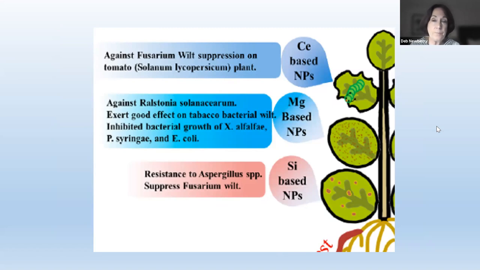Again, nanoparticles, magnesium-based, silicon-based nanoparticles that will inhibit bacterial growth or inhibit some of the wilt, the fusarium wilt that can wipe out entire fields of different types of crops. And so using nanoparticles conscientiously can help make the crops that we plant productive and survive any types of stress, live longer, produce more crops, feed the world. So lots of aspects of nanotechnology.